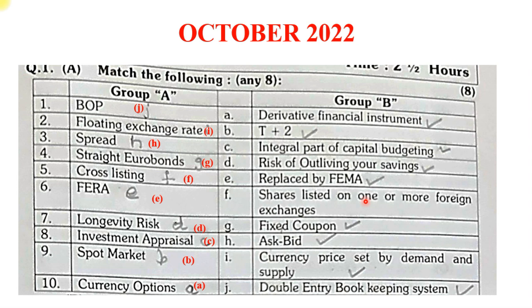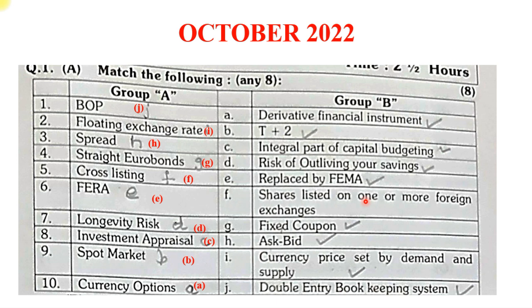Floating exchange rate is I, which is currency price set by demand and supply. Spread is H, which is ask minus bid. Straight Eurobond is G, fixed coupon. Cross listing is F, share listed on one or more foreign exchanges. FERA is E, that is replaced by FEMA.